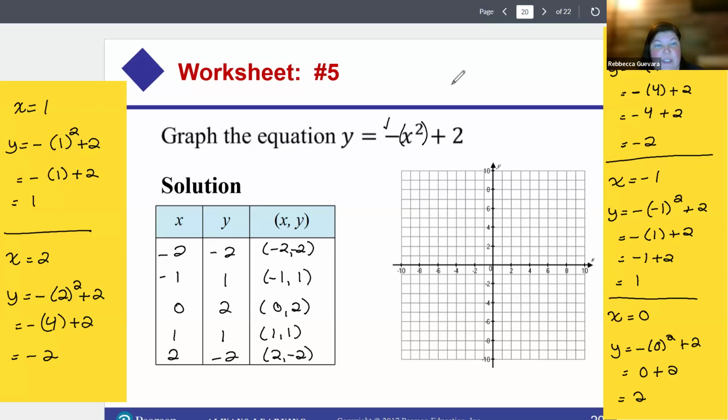Let's graph all my points here. This is going to be very similar to the example we have. It's just going to be upside down. So -2, -2, -1, 1, 0, 2. And then we have 1, 1, and 2, -2.